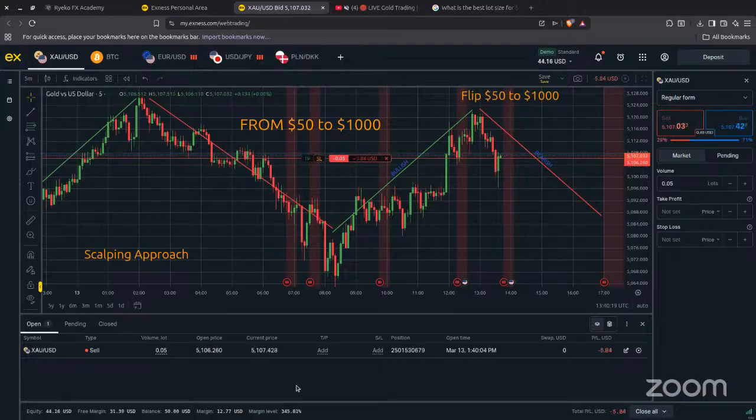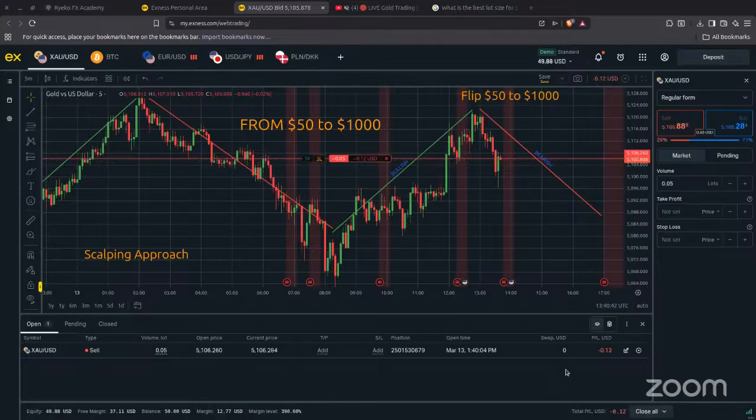Okay. Blown. That was blown too quick. So you see the risk. Blown 50. You see the risk of dealing with a small account. I always tell people that risk is always terrible.